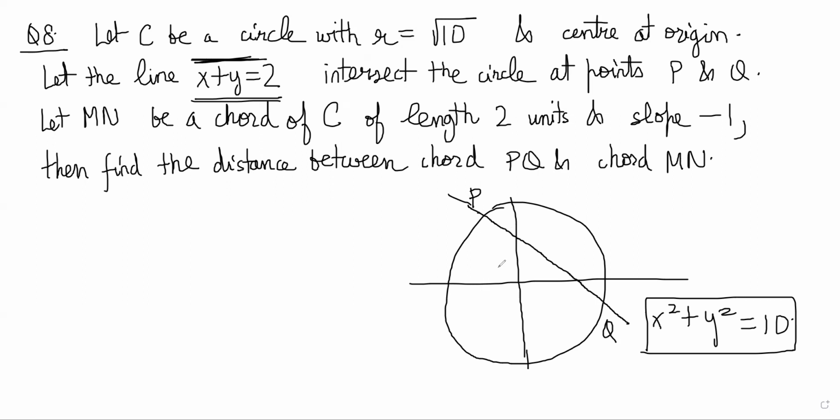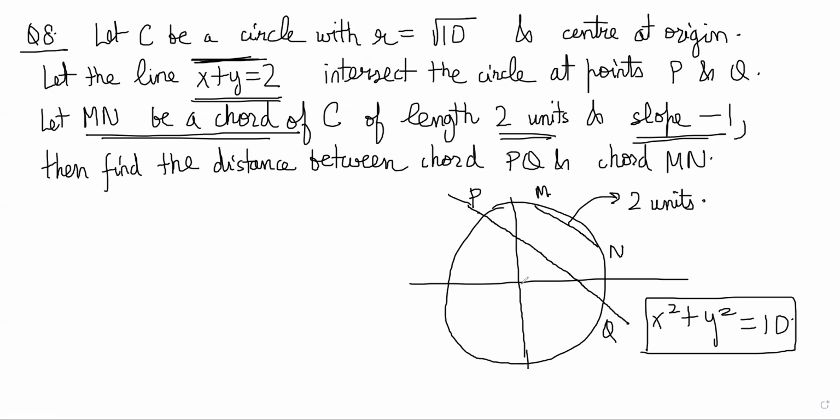This is my line, and I have another chord of C of length 2 units and slope minus 1, right? So this is another chord with slope minus 1. So this is going to be a parallel chord, right? So let's call it M and N. The length of this chord is 2 units, correct? And this is the center of the circle. Now I have to find the distance between the chord MN and the chord PQ, right?